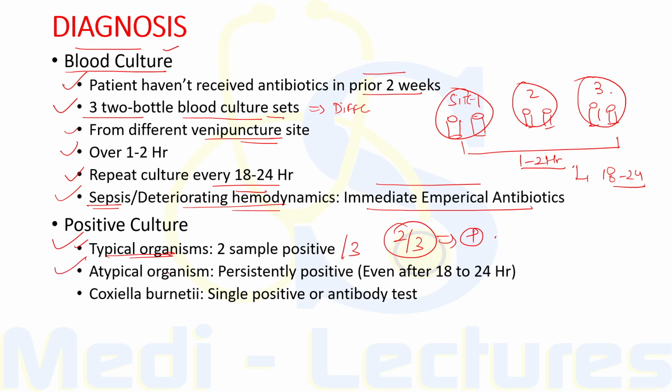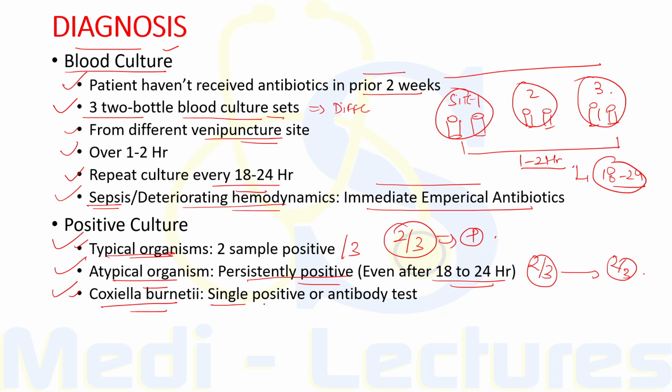For atypical organisms, which are some of the fastidious organisms, the sample should be persistently positive even after 18 to 24 hours. So suppose 2 out of 3 samples are positive in the first testing, then again when tested after 18 to 24 hours, this should again be positive. So this is for atypical organisms. But the exception is Coxiella burnetii. Even if a single sample is positive or IgG antibody test is positive, we consider it as positive for Coxiella burnetii.